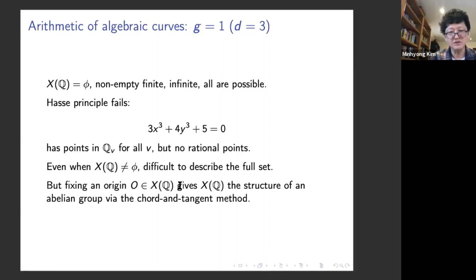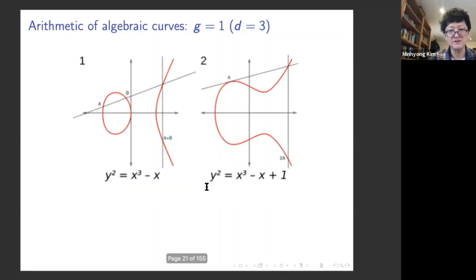So you probably know that once you fix a rational point and decide to regard that as an origin, then you can put on the set of rational points the structure of an abelian group. And this is called the chord-tangent method, described by this picture, right?